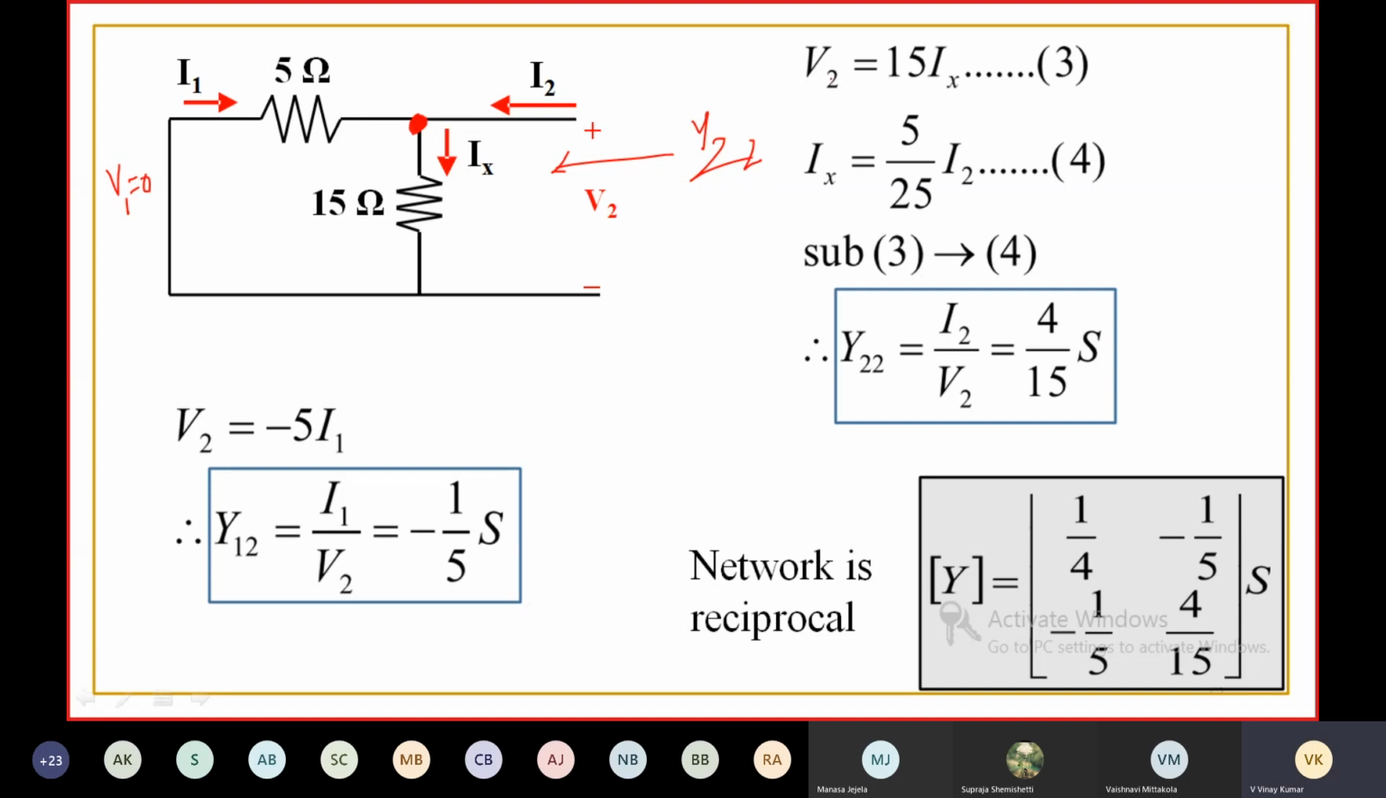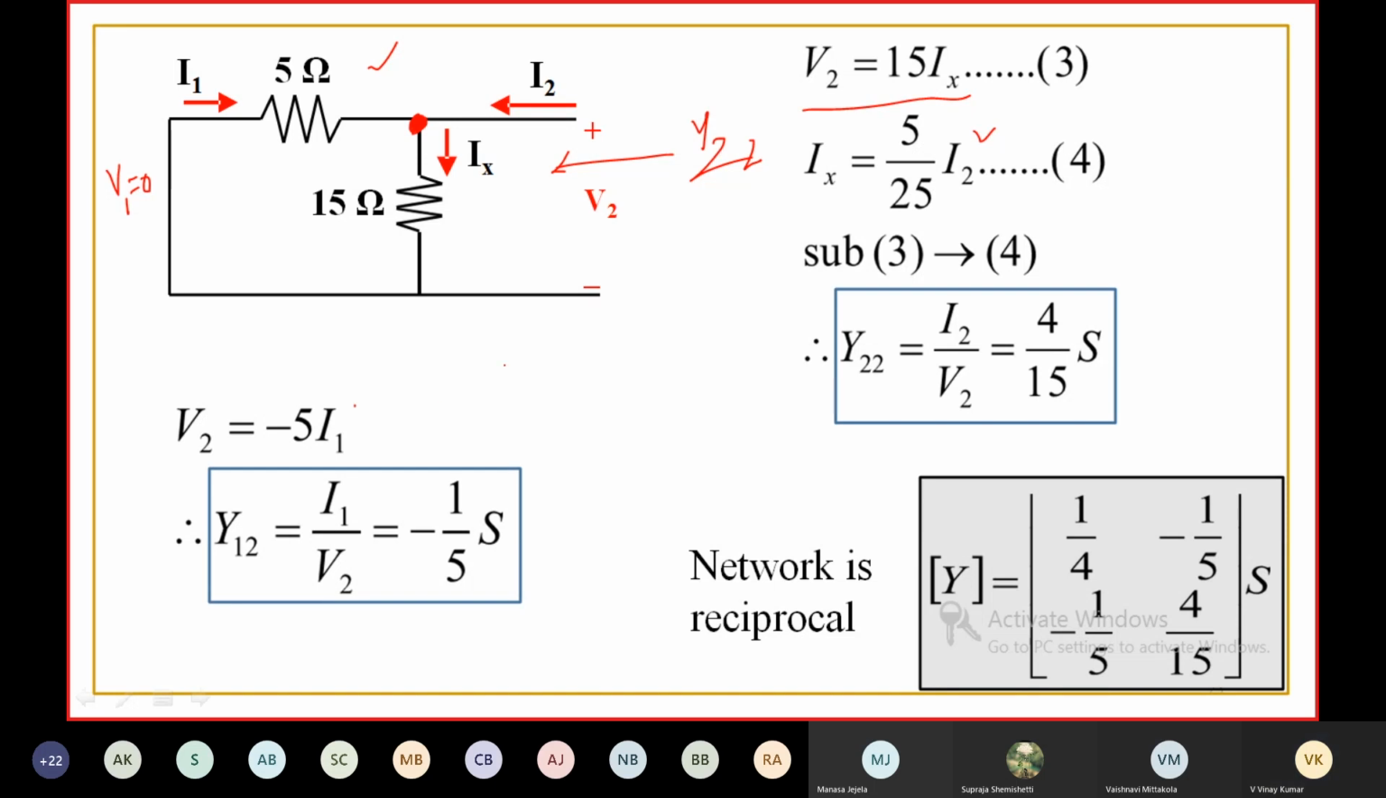So simply here V2 is equal to 15 Ix, where Ix is the current flowing through this, equal to total current I2 into opposite resistance by total resistance, 5 by 25. Substitute this in this equation, then you are going to get the ratio of I2 to V2, which is Y22, equal to 4 by 15 Siemens.